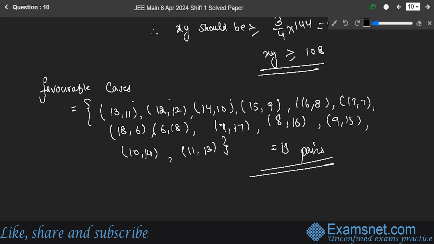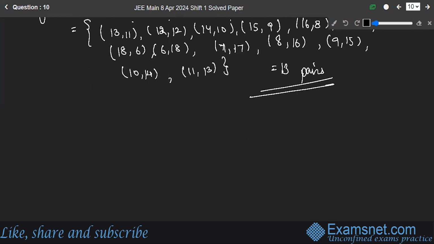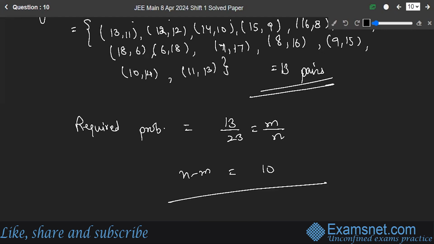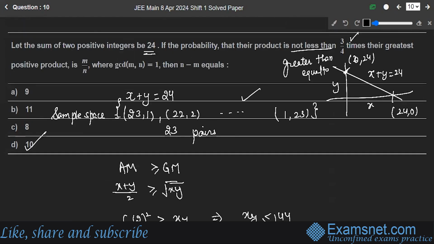Okay, so you have 13 pairs over here. So total ones were 23 and the favorable ones are 13. So the required probability becomes this. This is equal to m upon n, and the difference between the two is 10. So this is the answer to the question. Option D is the correct answer. Hope you got that. Let's move to the next question.